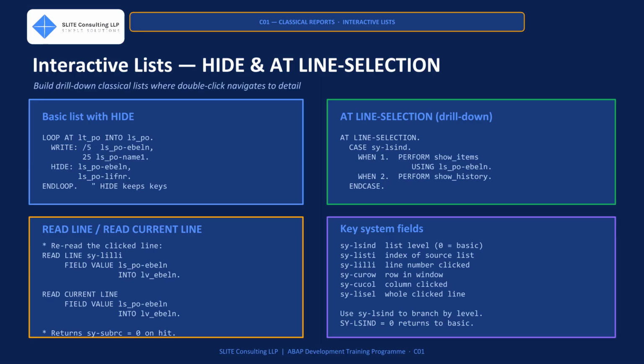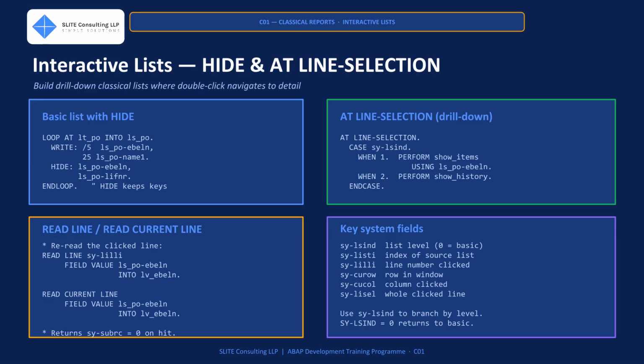When the user double-clicks, AT LINE-SELECTION fires. The system field SY-LILLI contains the line number that was clicked. Use READ LINE sy-lilli FIELD VALUE ls_vendor-lifnr to retrieve the hidden value. Then use that value, in this case, to select the detail data and write a new detailed list.